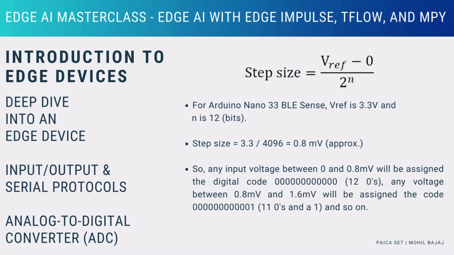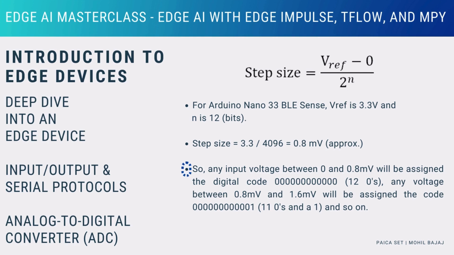For an Arduino Nano, the reference voltage is 3.3 volts, and the ADC resolution is 12-bit, according to the datasheet. Using the formula, our step size, therefore, comes out to be approximately 0.8 millivolts. And so, any input sensor voltage between 0 and 0.8 millivolts will be assigned the digital code 000000000000, or 12 zeros. A voltage between 0.8 millivolts and 1.6 millivolts would be assigned the code 000000000001, or 11 zeros and a 1, and so on.